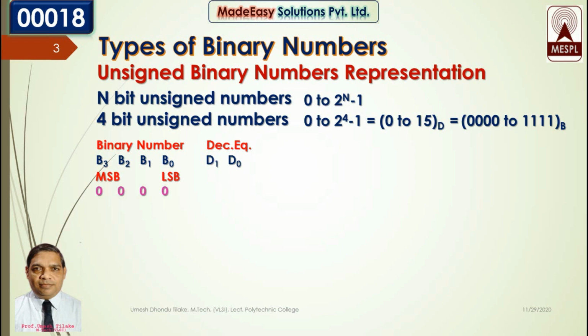First one is 0000 and its decimal equivalent is 00. Next is 0001 and its decimal equivalent is 01. Next is 0010, its decimal equivalent is 02. Next is 0011 and its decimal equivalent is 03. If you remember, we have written these numbers in the video lecture of binary number system, that is video lecture number 2. You can refer to that video lecture for the details.